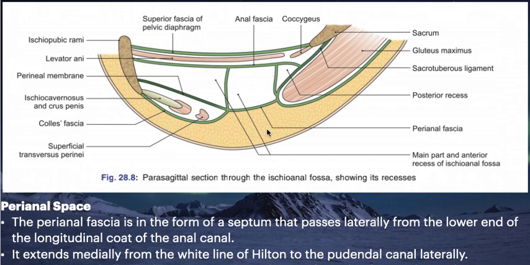It is in the form of a septum that is passing laterally from the lower end of the longitudinal coat of the anal canal. Here, this is the perianal space. Again, I repeat, it is in the form of a septum passing laterally from the lower end of the longitudinal coat of the anal canal, extending medially from the white line of Hilton into the pudendal canal laterally, separating a shallow subcutaneous perianal space from the deep ischioanal space.